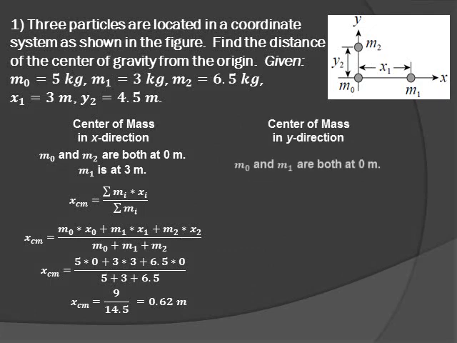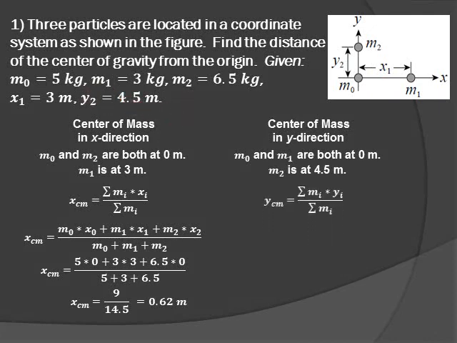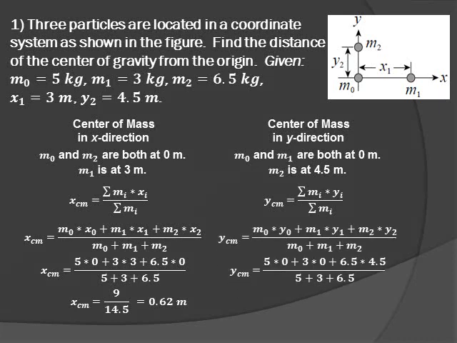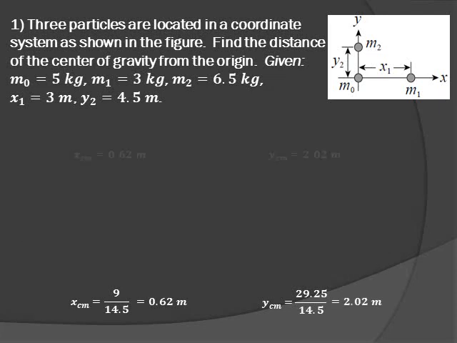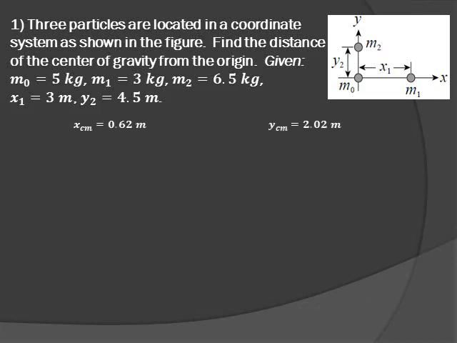So we're going to do the same thing in the y direction, except this time mass sub 0 and mass sub 1 have 0 in the y direction, and mass sub 2 is 4.5 meters in the y direction, as stated right here in the prompt. We take the same equation except for the y direction and add all these together. Mass 2 is the only object that has a distance from the origin, so it's the only one that has anything other than 0. We get 29.25 divided by 14.5, and we find that the center of mass in the y direction is 2.02.